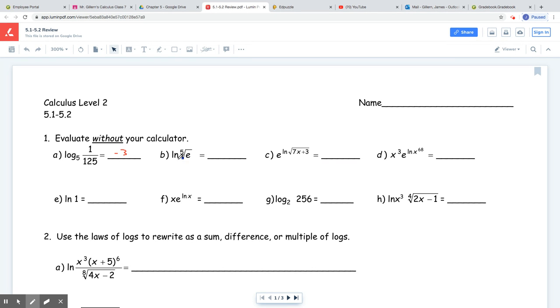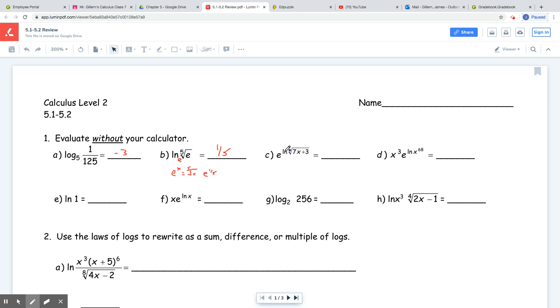When you have a natural log, remember the base is e. So it's e to what power gives you the fifth root of e? Well, the fifth root of e is e to the 1/5. So our answer is 1/5.